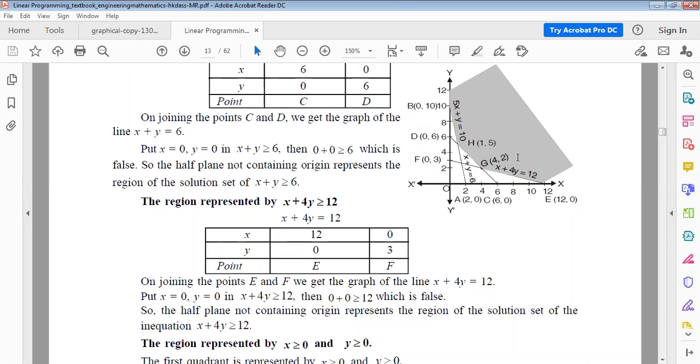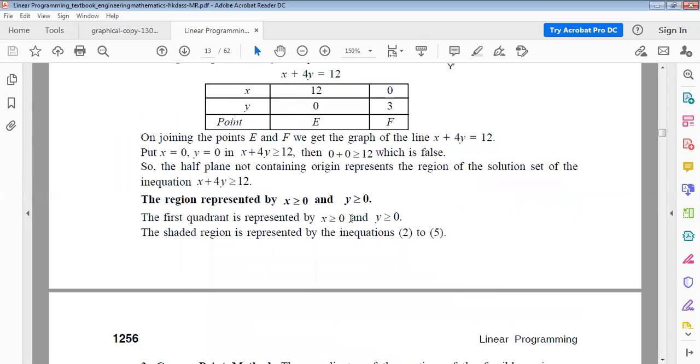So the feasible region will be opposite to the origin. This is actually the feasible region, shaded for the 3 constraints. This is the common region for the three constraints. So there are intersection points G and H. This is the intersection point of the 1 and 2 equations, and this is the intersection point of the 2 and 3 constraints. So solving 2 and 3 we get G point, and solving 1 and 2 we get H point.